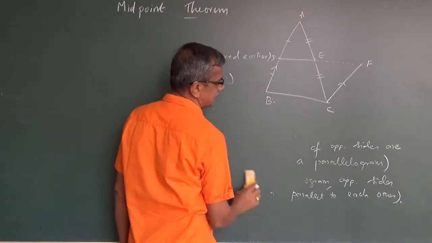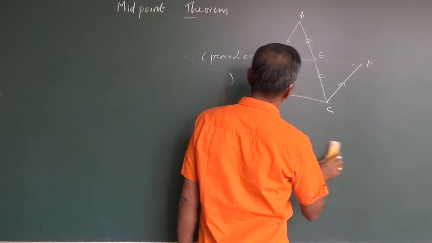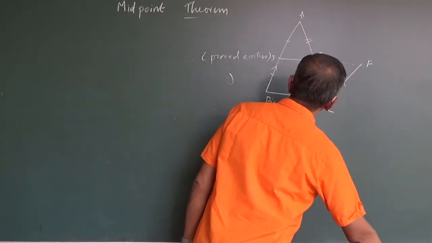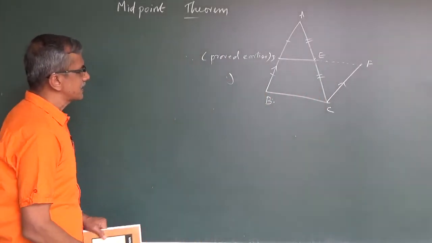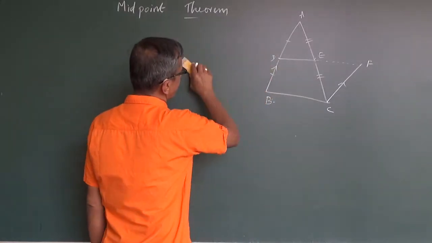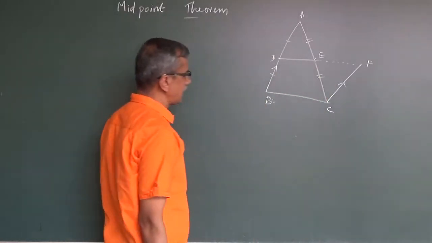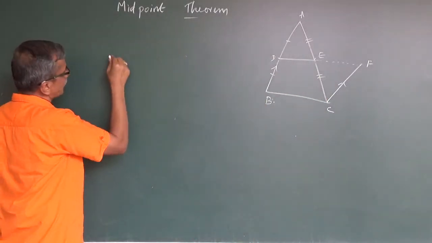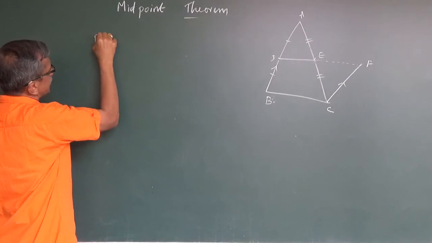Now, not only this, there is one more part I have left out, which is DE is half of BC. DE is parallel to this. Another part we have to prove, that is DE is half of BC.